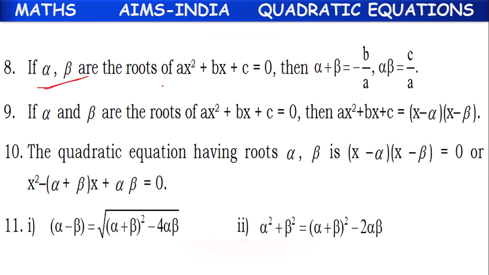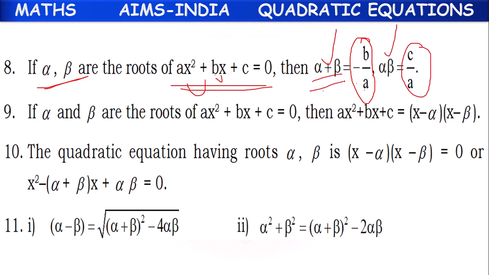Next, if alpha, beta are the roots of this equation, then alpha plus beta equals minus b by a, which means minus of the coefficient of x by the coefficient of x square. Alpha beta equals c by a. Sum of roots is minus b by a, product of roots is c by a, where c is the constant and a is the x square coefficient.